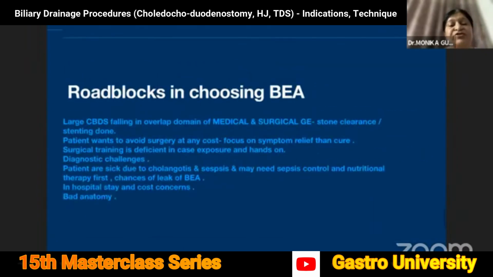The roadblock in choosing biliary enteric bypass is, as I've said, that large CBD stones fall in the overlap domain of medical and surgical gastroenterologists. So most of them end up with medical gastroenterologists. If they're expert, they remove them sequentially. But a roadblock for them is that if it costs them more than 15 to 20 minutes to remove those stones, they need to do a second procedure, and the patient is under sedation. These patients are sick, septic patients, and they are old patients. So for primary biliary stone, if they're doing endoscopic procedures, they may need multiple settings.